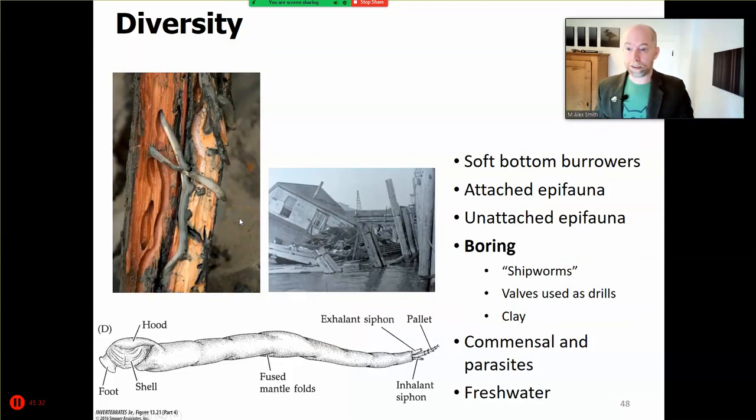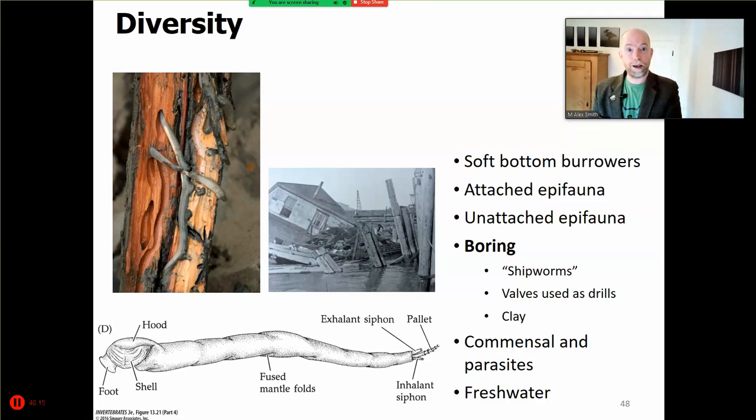Now the boring mollusks, so shipworms. This is another use of the word worm to indicate this long vermiform-like extension. So we've got the foot, the hood, and then a long fused mantle fold. So again, the mantle is doing another thing here, where the valves of the shell are being used as a drill. And they used to be incredibly damaging, economically super important because of the damage that they caused to shipping industries, to the ships themselves, when ships were wood.